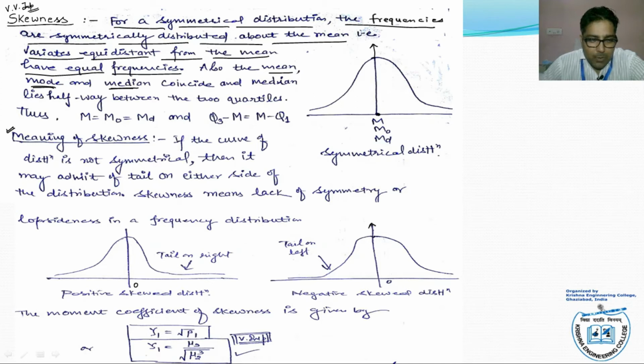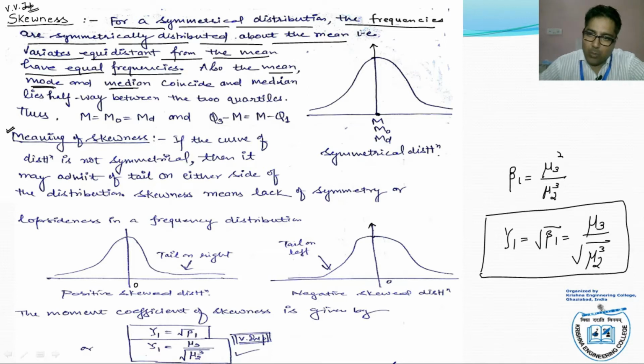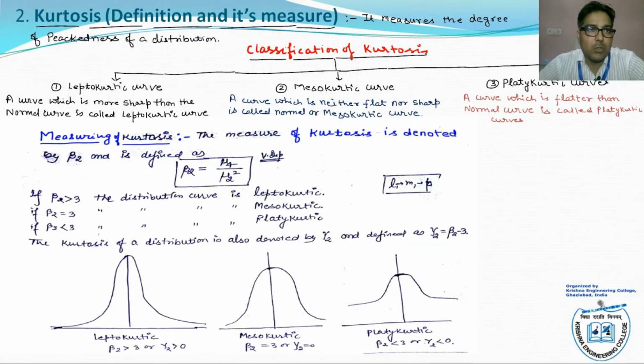The moment coefficient of skewness is given by gamma 1 is equal to root beta 1, where beta 1 is equal to mu 3 square upon mu 2 cube. So, gamma 1, which is root beta 1, becomes mu 3 upon root of mu 2 cube. This is the moment coefficient of skewness. Very important formula.